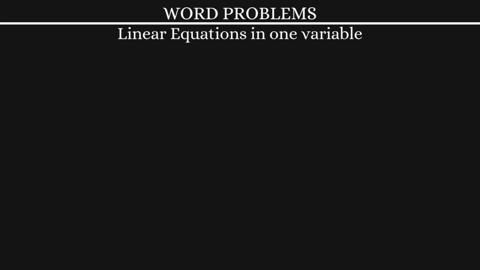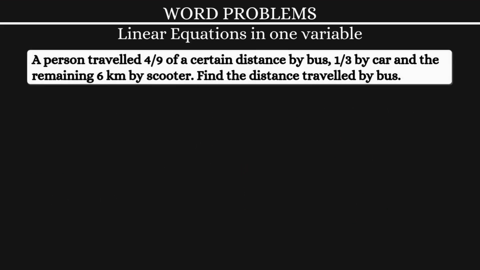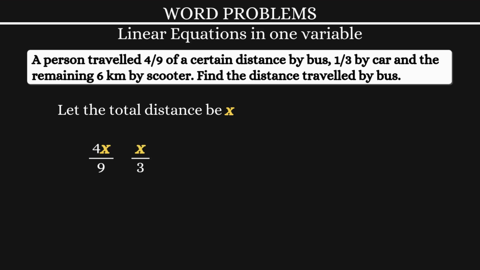Next question. A person travelled 4/9 of a certain distance by bus, 1/3 by car, and the remaining 6 kilometers by scooter. Find the distance travelled by bus. Let's consider the total distance travelled as x. This entire distance is covered by 3 different means. 4/9 of x is covered by bus. 1/3 of x is covered by car. And 6 kilometers is covered by scooter.